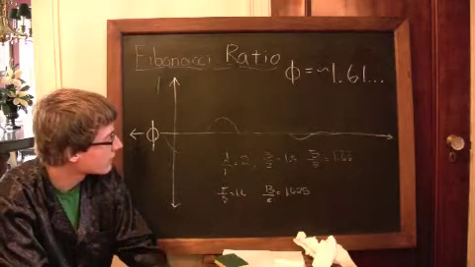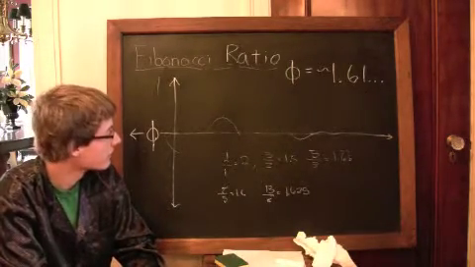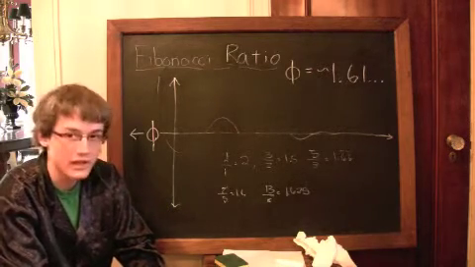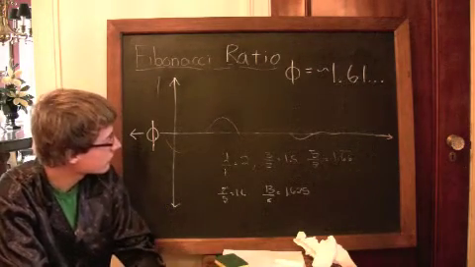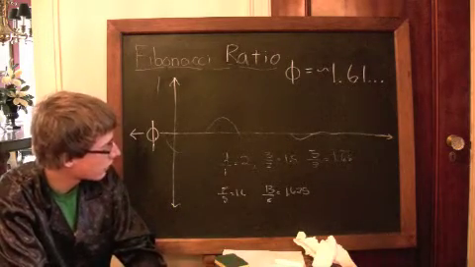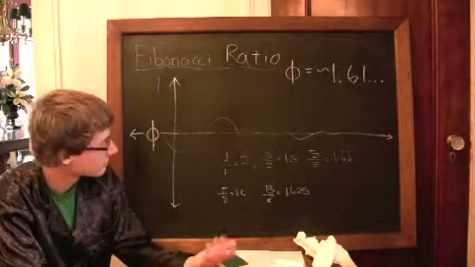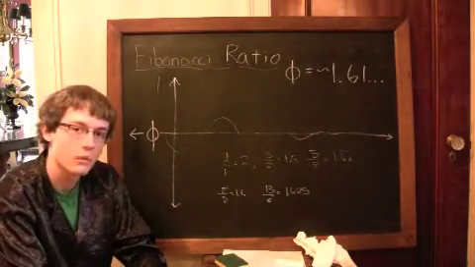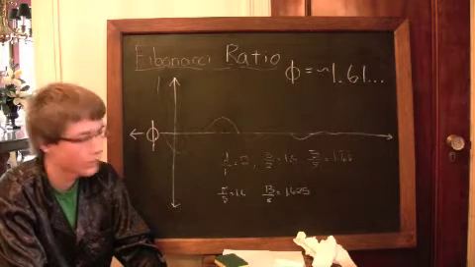So this graph represents how, as you move farther along in the Fibonacci series, your numbers will get closer and closer to phi. So 2 over 1 is 2, which isn't very close to phi, but 13 over 8 is 1.625, which is actually really close to phi. And as you go farther and farther along, your ratios will get closer and closer to 1.61.